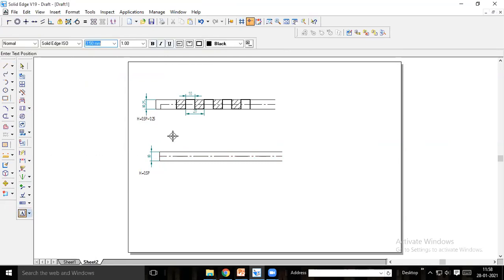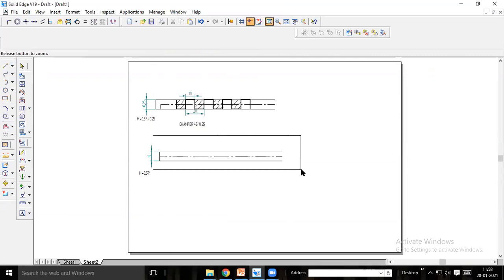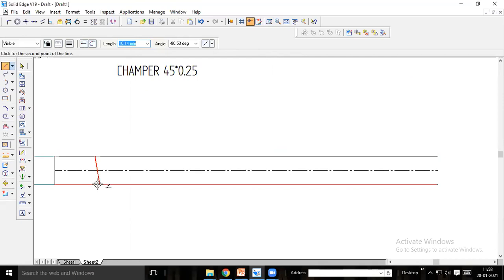Okay, and also you can mention here that a chamfer is given for the internal thread, chamfer 45 into 0.25, given at the bottom. Here the chamfer is not given. How to draw this? Take a visible line, zoom this profile, and just draw like this. This is 10 mm. As the pitch is 20, half of that is 10. 10 at 0. Like this, 10 at 0.